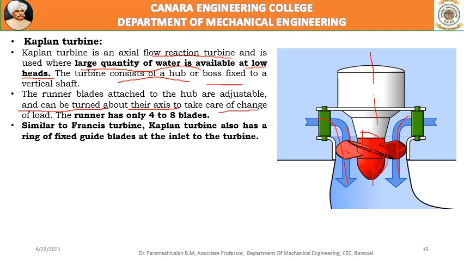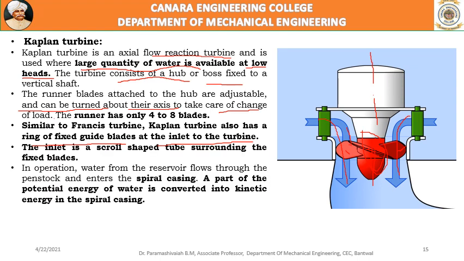The Kaplan turbine also has a ring of fixed guide blades at the inlet of the turbine. Similar to the Francis turbine, it consists of guide blades or stator wheel, with guide blades at the outer periphery, and then in the center there will be the rotor.